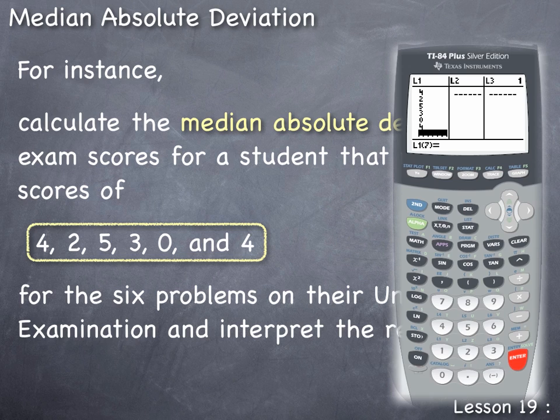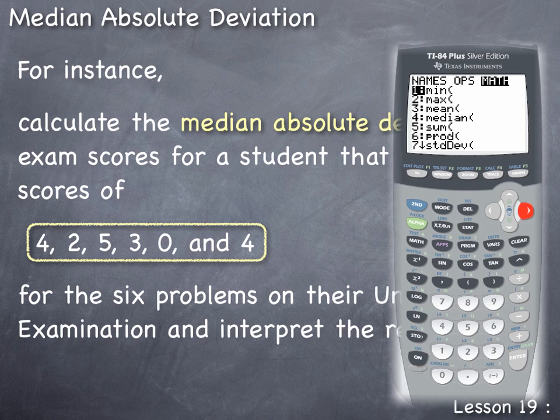To get out of the data editor, you press Second and then Quit. Second Quit takes you out of the list editor and brings you back to the main calculator screen where we can calculate things, such as the median absolute deviation. To calculate the median absolute deviation, we need to take the median. So the median can be found by pressing Second List and then using the right arrow to move over to the Math menu. The fourth item down that list is median. So press Enter to select median.